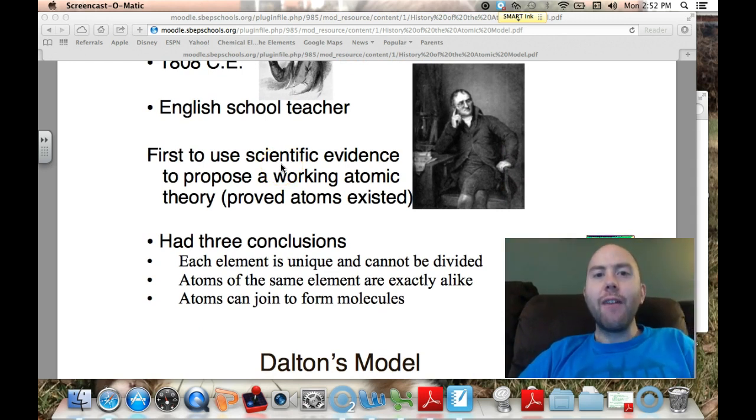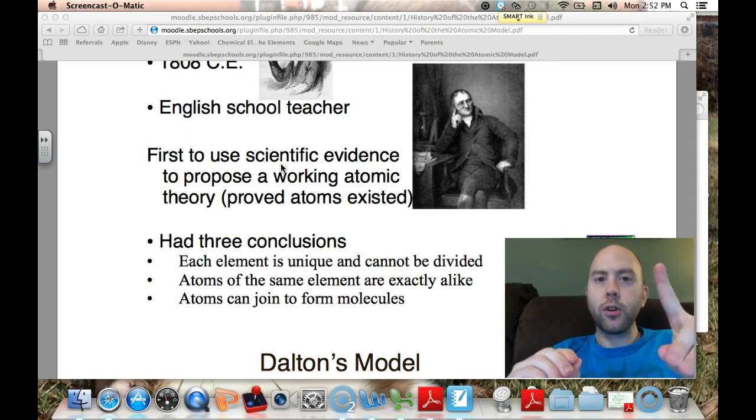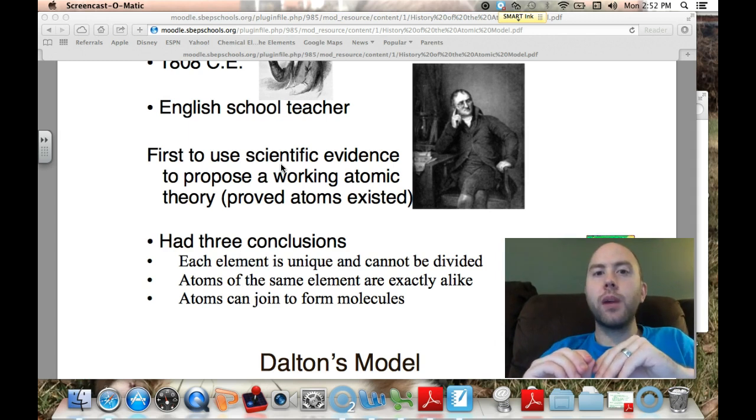What he's saying is every single element is different. So for example, gold is different than oxygen. Oxygen is different than carbon. Carbon's different than hydrogen. Each element is unique, so nothing else looks like the other element. However, he agrees 100% with Democritus. He says atoms are the smallest things in the universe. You cannot have anything smaller than an atom. So in a way, that's kind of 2 conclusions wrapped in one. Again, each element is unique and they cannot be divided.